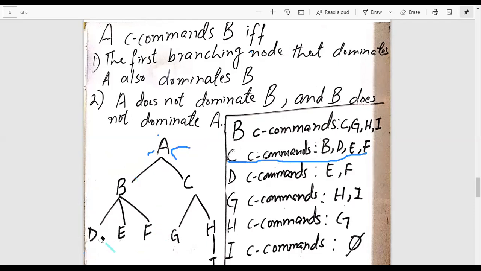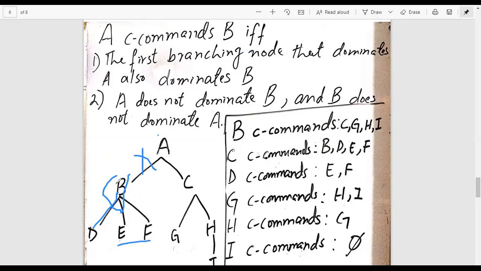Let me erase it and find another case for you. If you want to know what D c-commands here, we will apply the same formula. You will go one step up, right? You cannot go from B to A, because you cannot go two steps upward. You will just go one step up then down, right? So you are going one step up and you find B, and so we can say that D c-commands E and F, right?